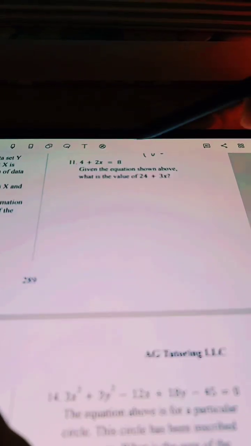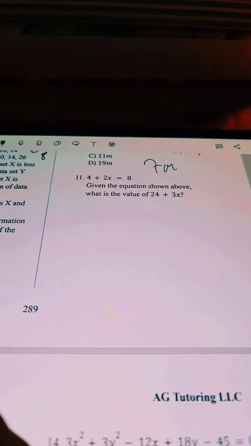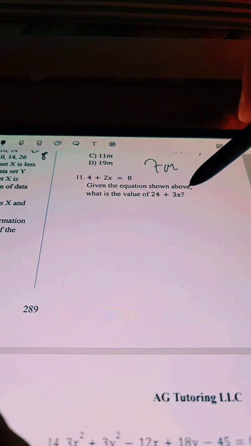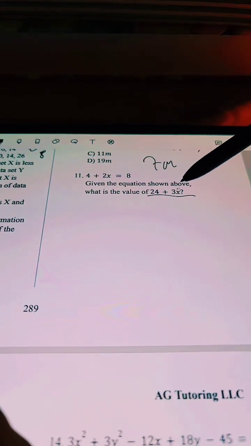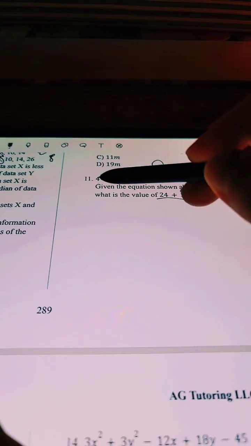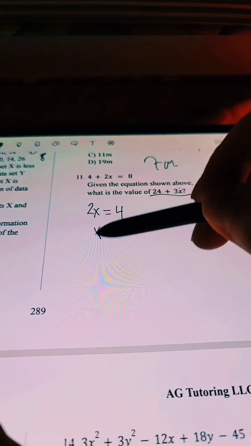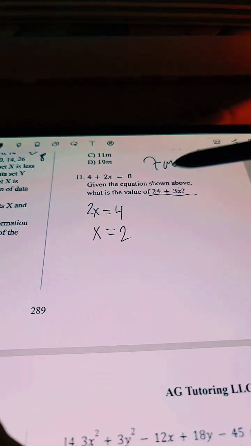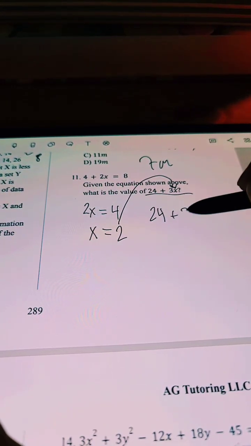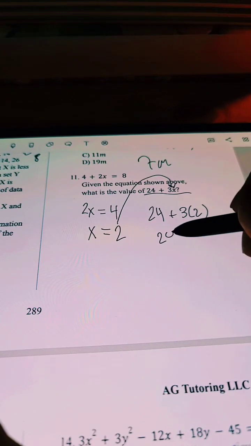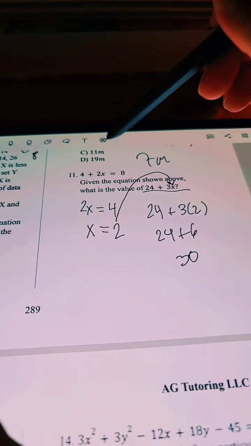Let's go to number 11. Given the equation shown above, what is the value of 24 plus 3x? So basically you have to find out what x is and then plug it in for x right here to find the overall value. I'm going to start by subtracting 4 from each side. So then I'm going to have 2x is equal to 4. Then I'm going to divide by 2 on each side to get x is equal to 2. Then I just have to plug that in for x right there. So then I have 24 plus 3 times 2, so 24 plus 6, and that's just 30. Yes, correct, 30.